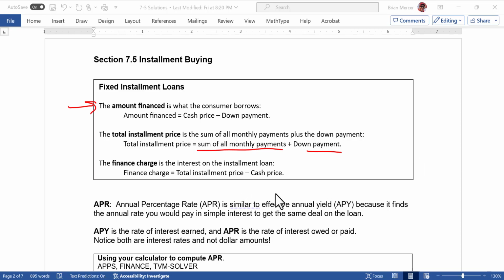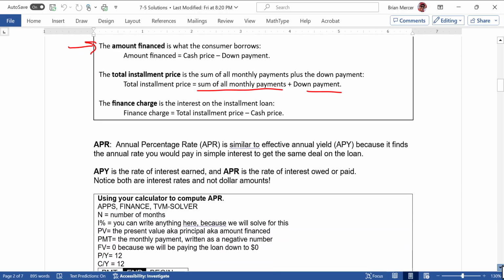So one question that often comes up is what's the APR? That's similar to APY because it finds the rate that you'd pay in simple interest to get the same loan. So APR is the rate of interest owed. APY is just the rate of interest earned on an investment. We've already calculated that. So those are interest rates, not dollar amounts. That's just something to keep in mind.